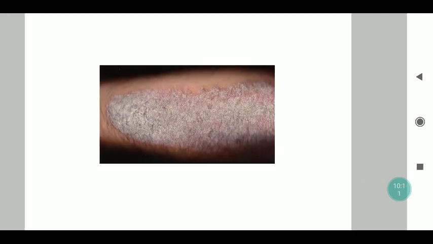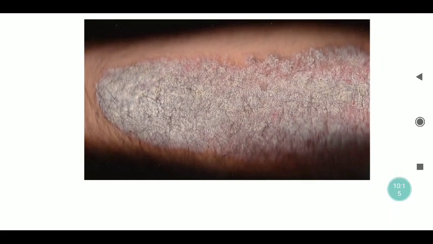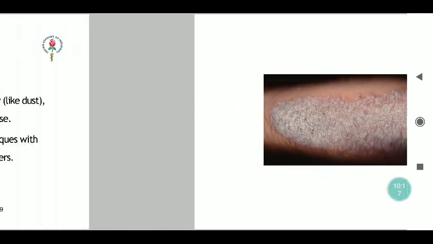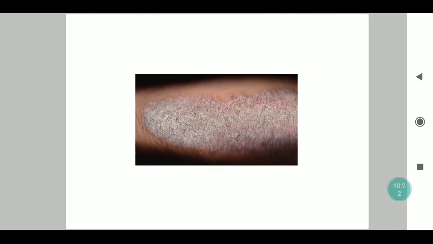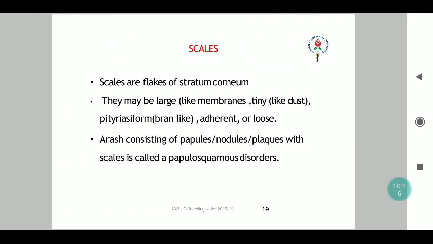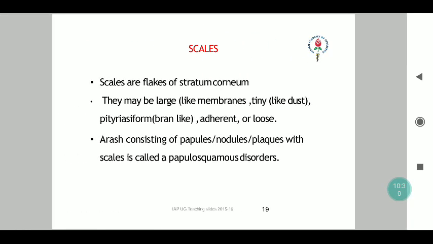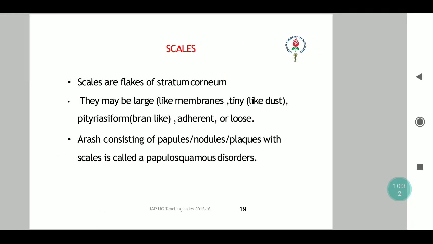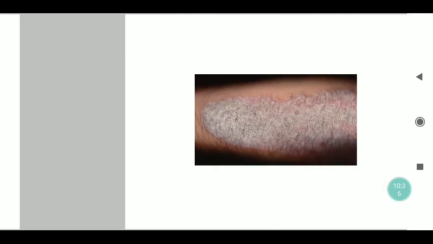So, in this image, characteristically what you can see is a scale formation. This generally comprises a larger lesion, and if you do compare it with the initial description, it does comprise the stratum corneum. It is somewhat larger. To an extent, you can call it bran-like, pityriasiform towards the edges, and initially the lesion is likely to have started with a plaque. So, this also will come under a papulosquamous disorder.